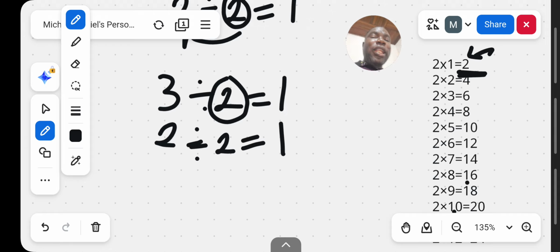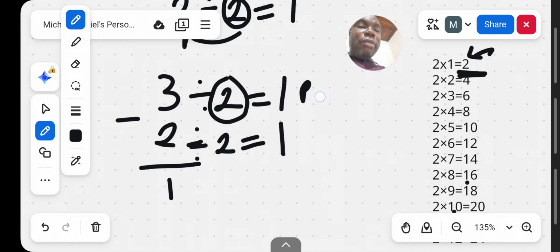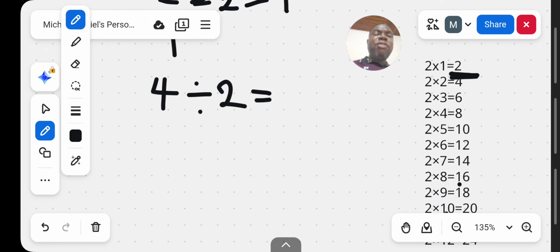But the thing is that 3 will have a remainder because 3 is not in the 2 times table. So we subtract 3 minus 2 to get the remainder. 3 minus 2 is 1. So that means 3 divided by 2 is 1, remainder 1. So while 2 divided by 2 is 1, 3 divided by 2 is 1, remainder 1. Now let's try 4 divided by 2. You also ask, 2 times what gives you 4? Of course, if you read your 2 times table, 2 times 2 is 4. So 4 divided by 2 is 2.